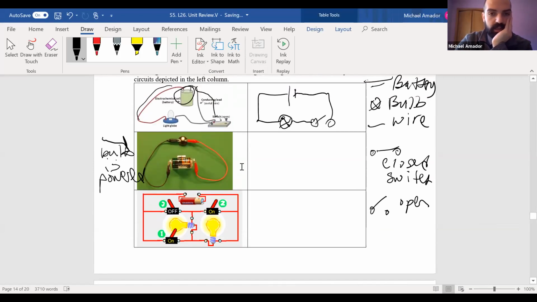So take the next minute to fill out the next 2 diagrams. The bottom one's a little bit tricky, but it's definitely doable. Just take your time and go slowly and draw in each feature as you go using the key that I wrote here.